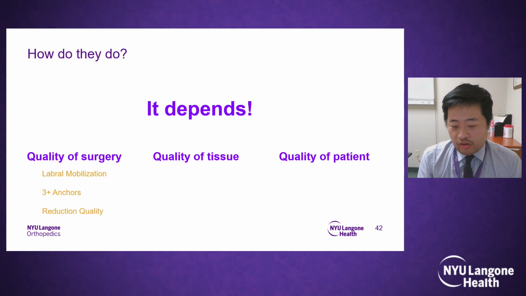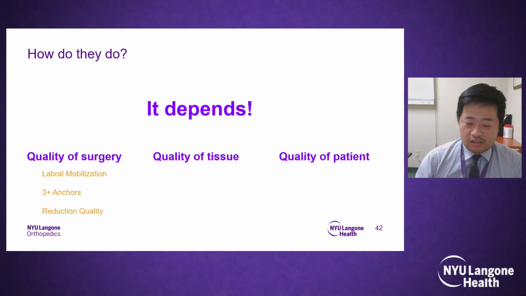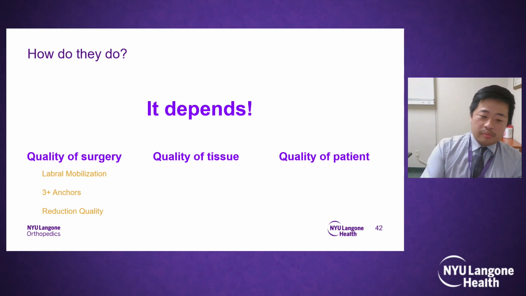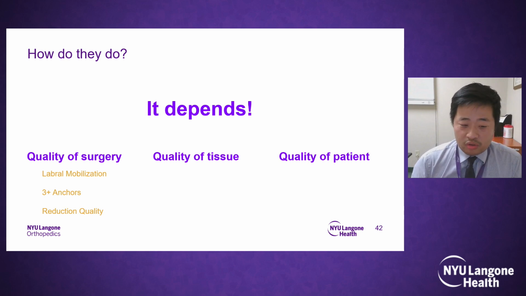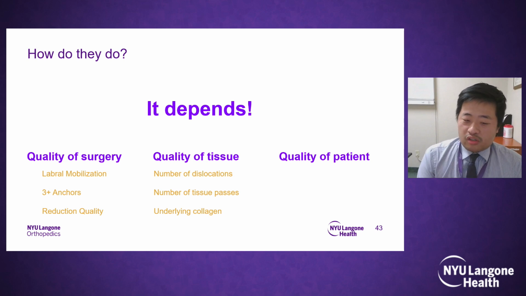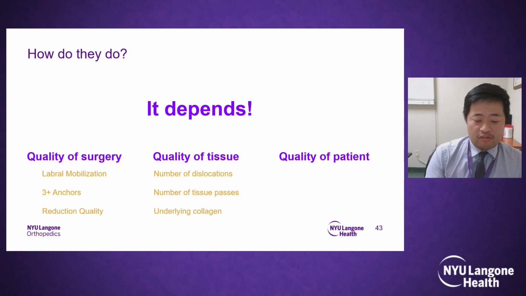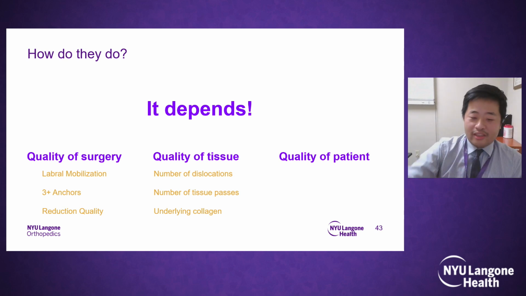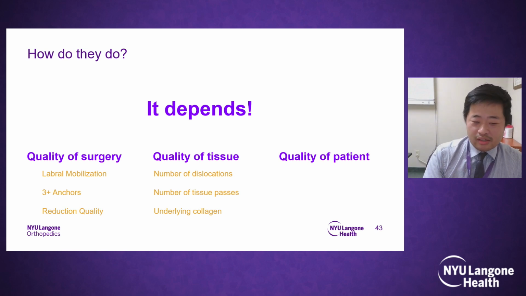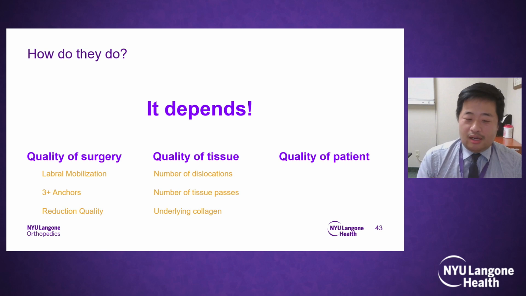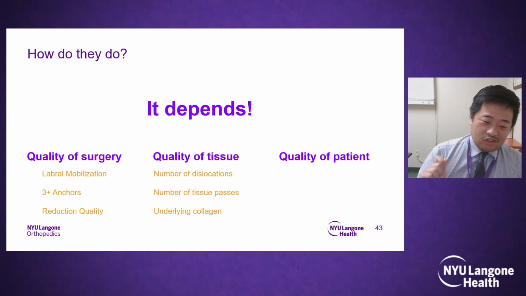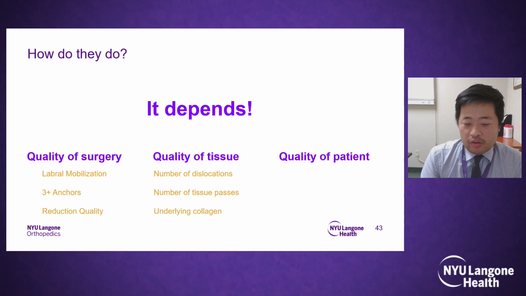And so we know that 3 anchors, probably 4 or more, is actually the best way to do this if possible. You want to really make sure that your labrum is mobilized, that you have an appropriate level of tension, that you've done a good technical surgery. The quality of tissue matters, right? And so this is the argument to get to these sooner. If somebody keeps dislocating, then we know that is going to stretch out that tissue and make it not as healthy. When we're passing instruments around the labrum to pass suture, we've all been in circumstances where someone's struggling and they keep tearing up the labrum. That's obviously not good. And then whether somebody has an underlying collagen problem probably matters too.